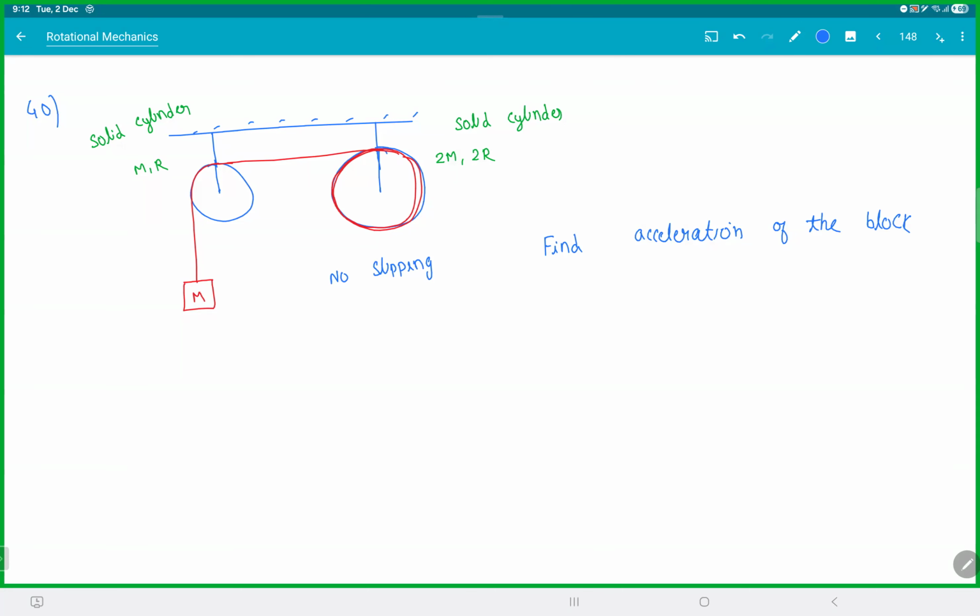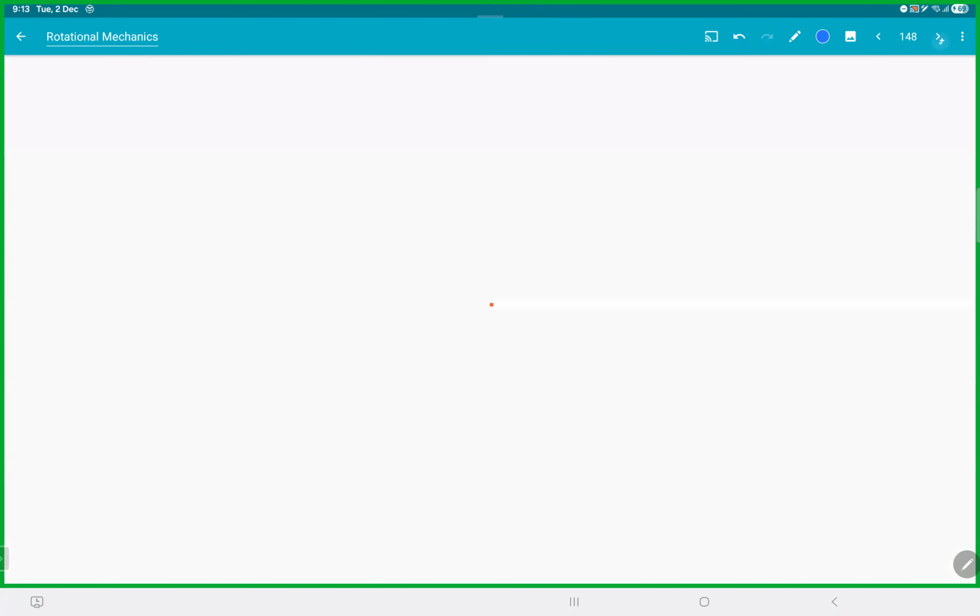2g by 5. Okay. I don't remember the answer actually. Let's see. Anyone else got it? 2g by 7. Let's see the FBD. Let's see whether you got it right. That you must have done by now.